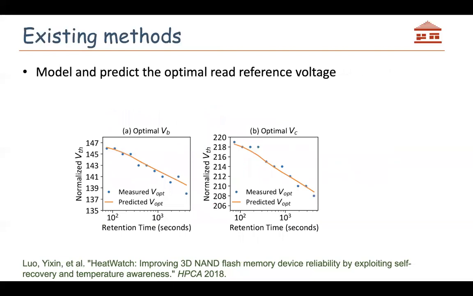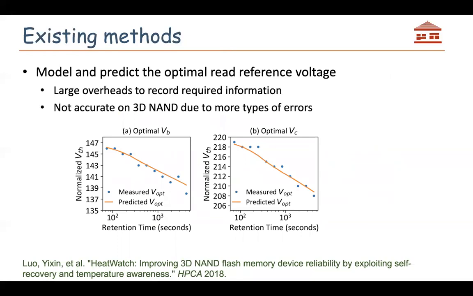Another method records the key information like the number of PE cycles, retention time, and so on. And then they develop a model of the optimal read voltage. Based on the model, the read voltage will be predicted. For this method, it requires large overheads to record the information. Besides, there are more types of errors on 3D NAND flash memory. It is very challenging to accurately predict the optimal read voltages.